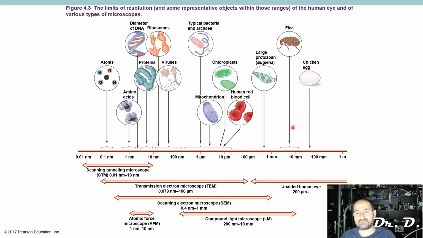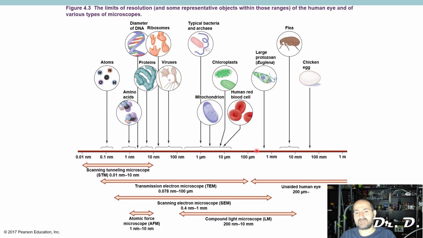And then fleas. Fleas, you know, with your eyeball, can you see a flea? Yes, but they're tiny. They're in the, I would say, 4 to 12 millimeter range, these fleas. So you know how small fleas are. They're barely able to be seen. So with the unaided human eye, which means 200 micrometers or more, you're able to see chicken eggs, you're able to see fleas, you're even able to see some of the bigger protists. Remember, these are protists, like the large Euglena protists, okay?